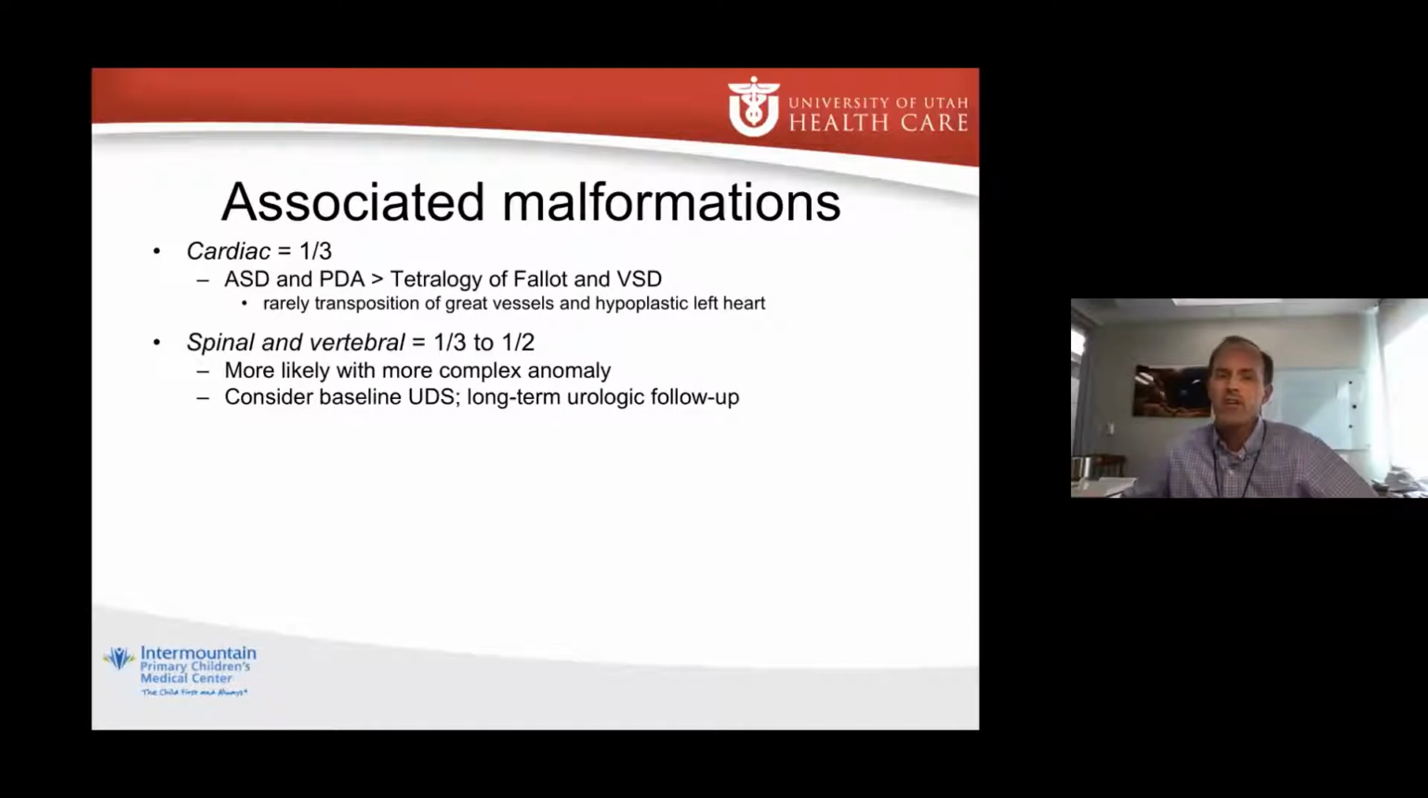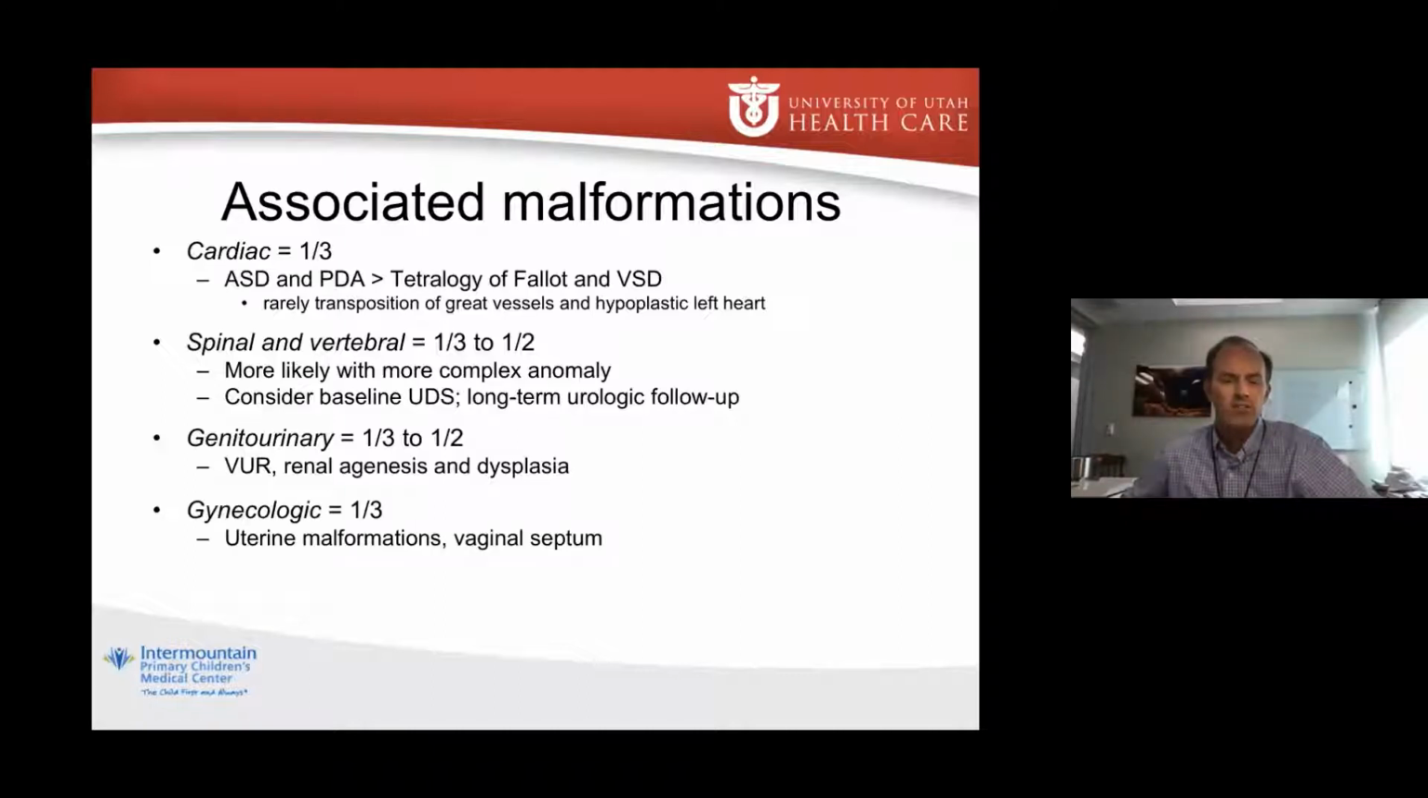A third to a half of them will have spinal or vertebral abnormalities. This is really important, I think, for the urologist to look at, because at least in our practice, we like to do baseline urodynamic studies in those patients that have spinal and vertebral abnormalities. They're, again, obviously going to be more likely to have a neurogenic bladder, and those patients really do need long-term urologic follow-up. And then genitourinary anomalies in about a third to a half of these patients, and gynecologic issues in about a third of them, GI issues like the TE fistula in about 5 to 10%.